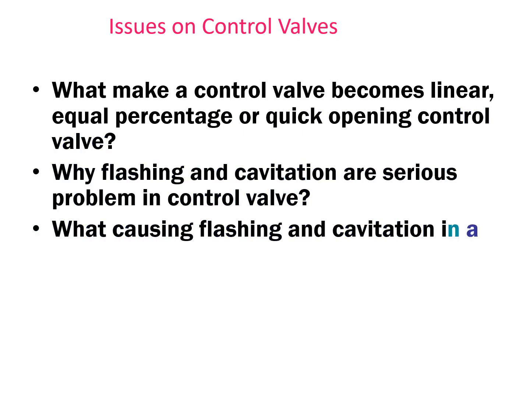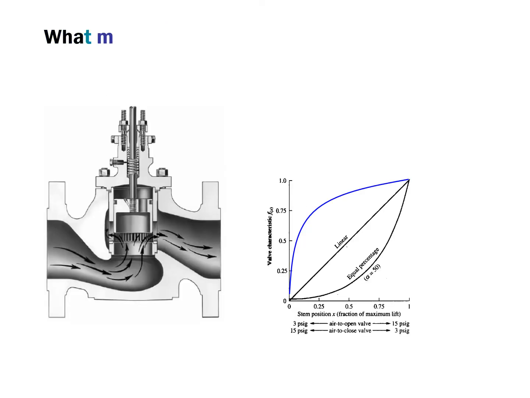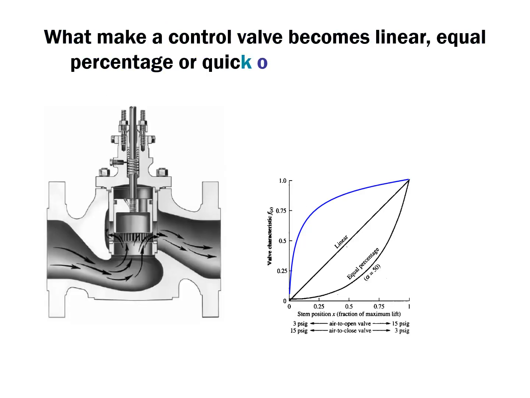Okay, so now I would like to highlight the issues on control valves. What makes a control valve become linear, equal percentage, or quick opening? Why are flashing and cavitation serious problems in a control valve? What causes flashing and cavitation in a control valve? These are the three most highlighted issues on a control valve. Make sure you know about that.